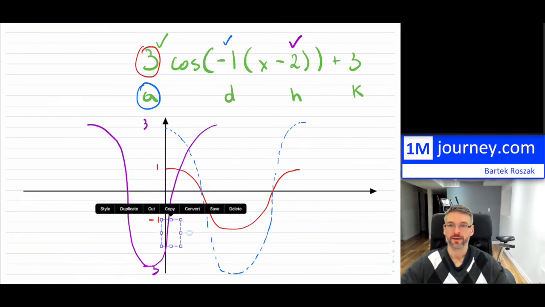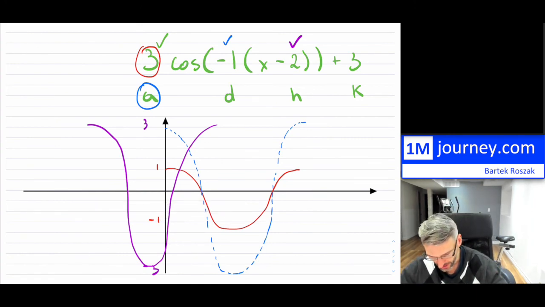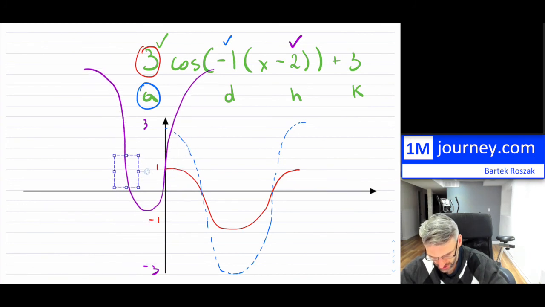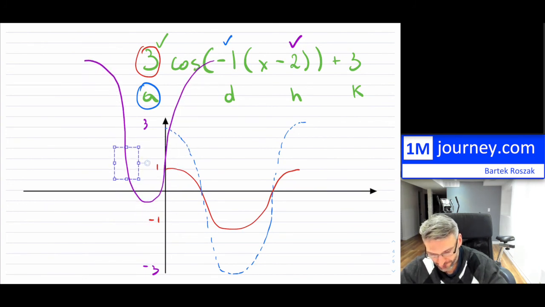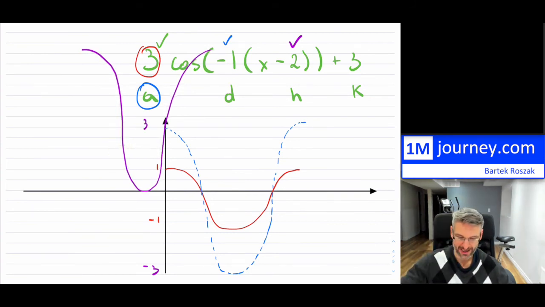Okay, that's the shift of 2, and then it's going to get shifted up by 3. So now this is going to get shifted up by 3. So it's going to be pretty much like that. It's going to, I guess, touch the x-axis because it was at negative 3, so if it gets shifted up by 3, that's what will happen. Let's take a look, all right?